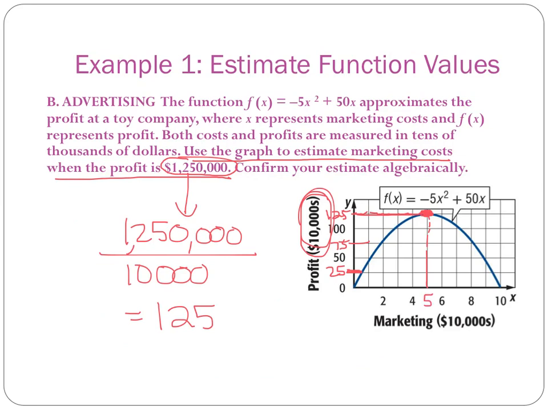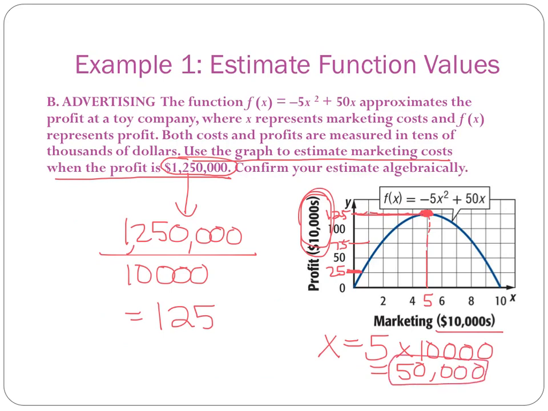5. Now, if x equals 5, that really means that the marketing cost, since it's measured in tens of thousands of dollars, I would multiply that 5 by 10,000 and get 50,000. So if we spend $50,000 in marketing, we are bound to make a $1.25 million profit.